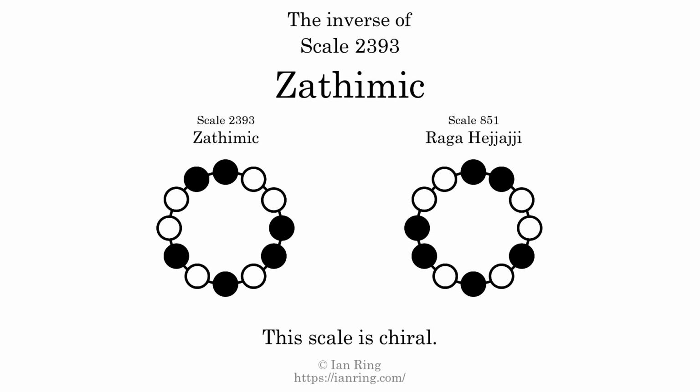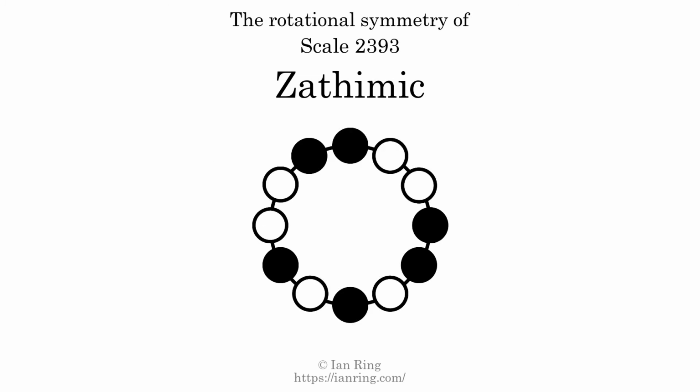The inverse of a scale is a mirror image. It is what you get when the sequence of intervals is reversed. The inverse of this scale is scale 851, also known as Raga Hijjajji. This scale is chiral. It cannot transform into its inverse by rotational transformation. This scale has no rotational symmetry.